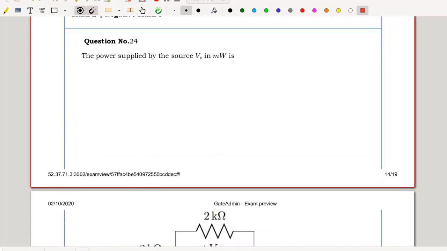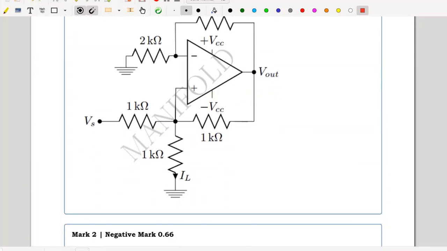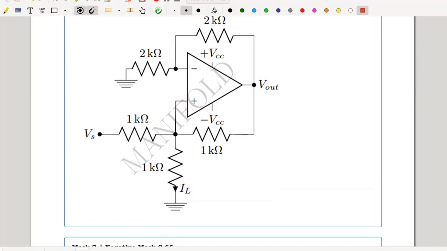Question number 24. The power supplied by the source Vs in milliwatts is. The power supplied by any source is nothing but source voltage multiplied by the current supplied by the source, Is. Here we are having two feedbacks, both positive and negative. And my V minus can be easily identified as this V out voltage divides equally, generating a V minus of V out by 2, hence 50% feedback at my V minus node.